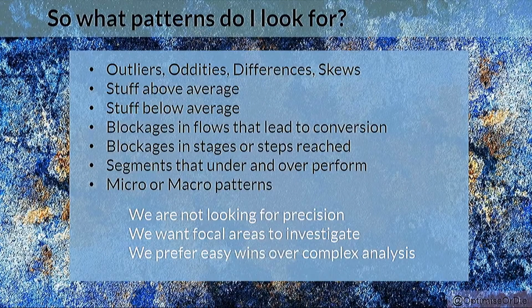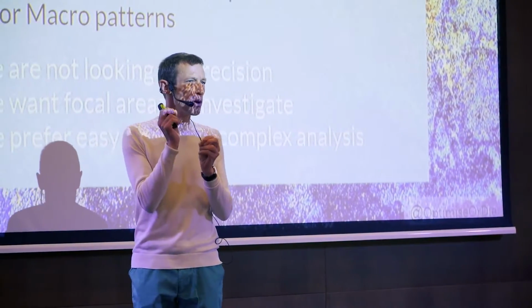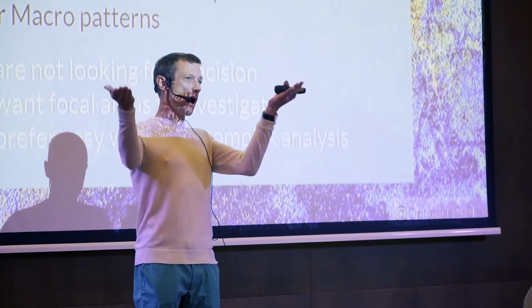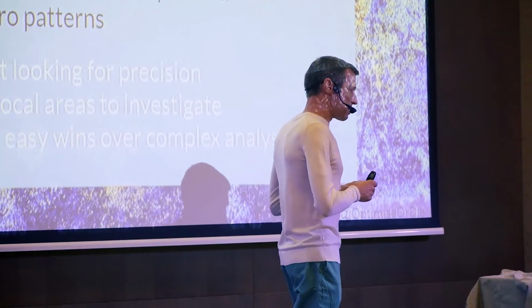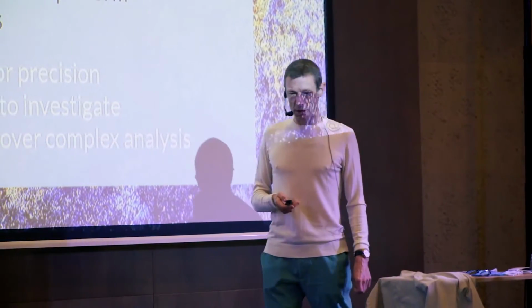And then I'm looking for patterns. So really fundamentally, this is all about pattern spotting. So I'm looking for outliers, stuff that's higher than average, lower than average, places where there are blockages or dropouts in conversion. And we're not looking for precision here. I don't want perfect data here. I just want to know iPhone versus Android. How high is the suck factor? Or how do they compare? And the reason for this is I prefer easy wins for this over really complicated analysis. It's not about details, it's about broad brush stuff.